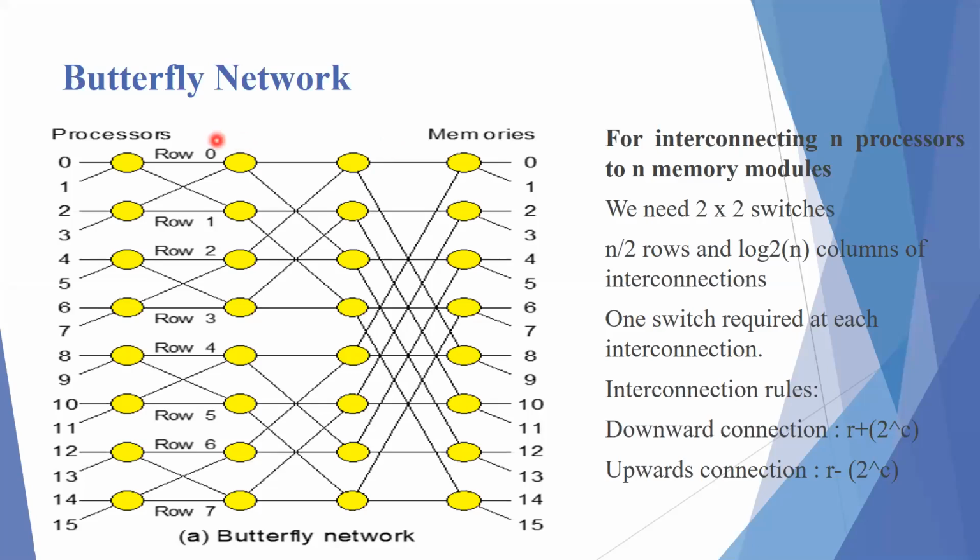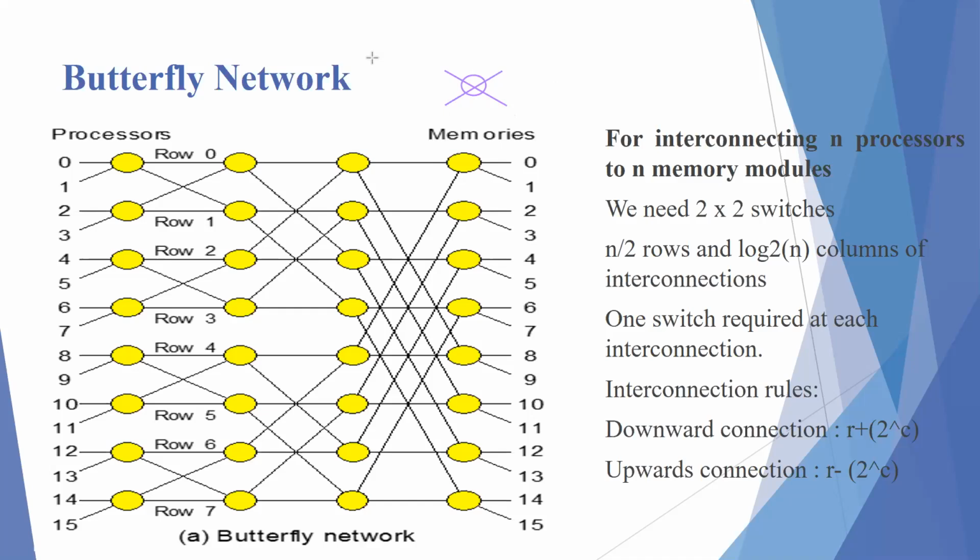All right. So now the first thing that we need here is 2 cross 2 switches. All the yellow circles that you are seeing are all 2 cross 2 switches. What do I mean by a 2 cross 2 switch? Two inputs and two outputs. Very good. So a 2 cross 2 switch has two inputs and two outputs. It is able to connect two inputs to two outputs, cross also and straight also.